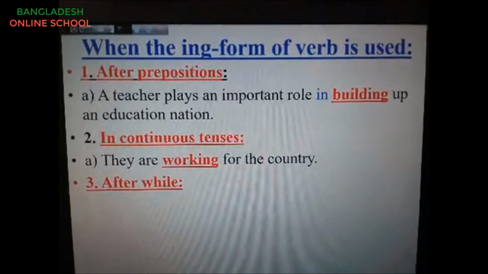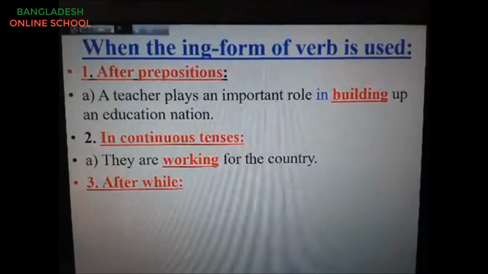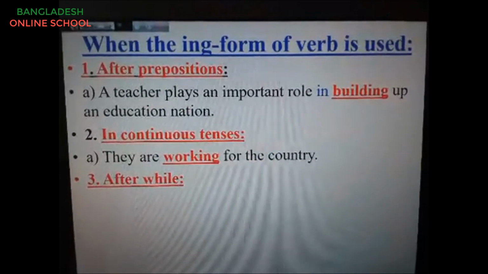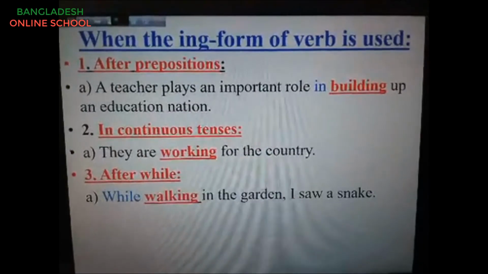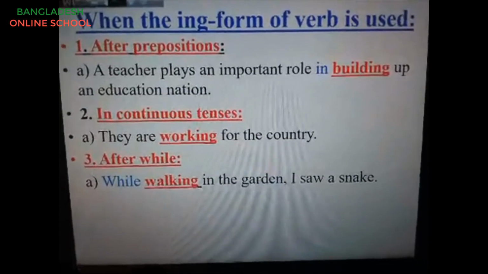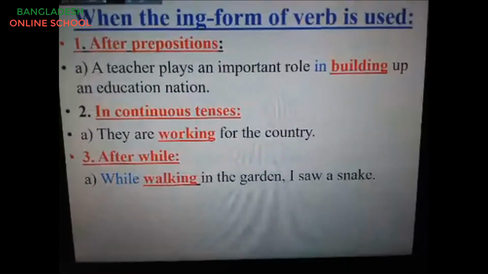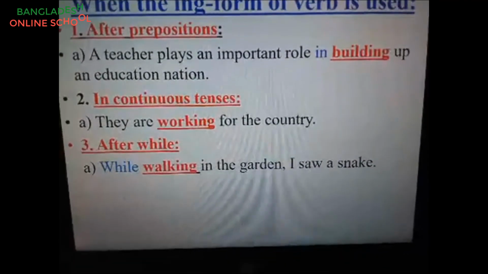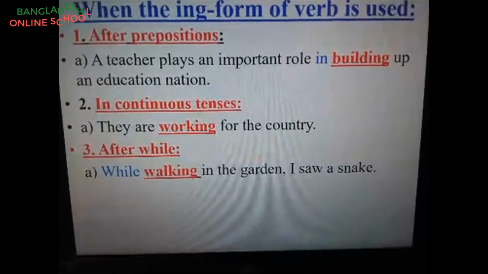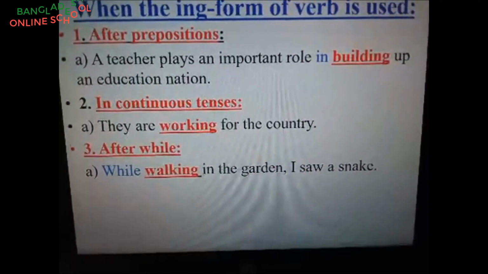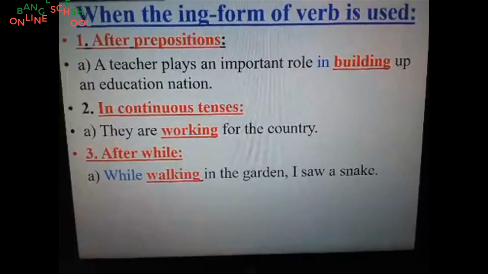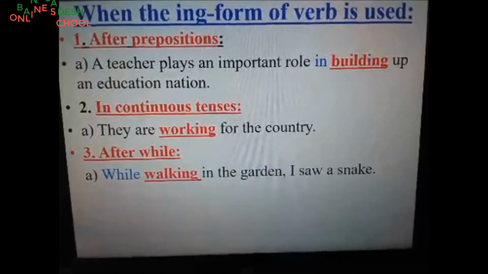Okay, come to the next point. After while, ing forms of verb is used. While walking in the garden, I saw a snake. Here you see, after while, walking is used. So you learn so far 3 rules: after preposition, in continuous tense, after while. Okay, next to the 4th point.